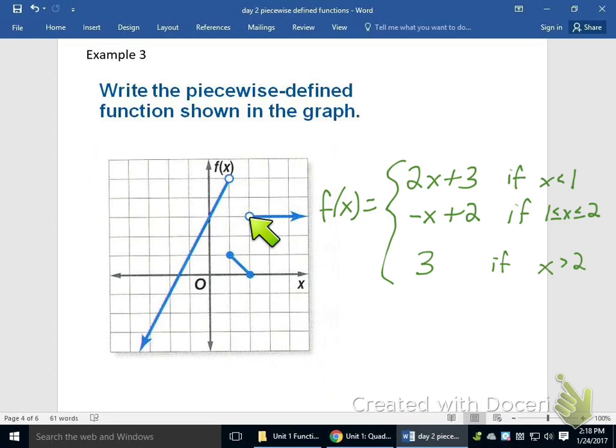So this point is (2, 3), but it doesn't include the x value of 2, but any x value greater than it. And there's my answer there. Like I said, as a supplement, I am going to include domain and range here.